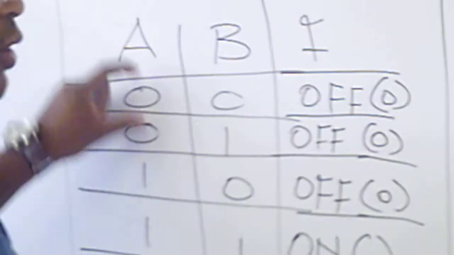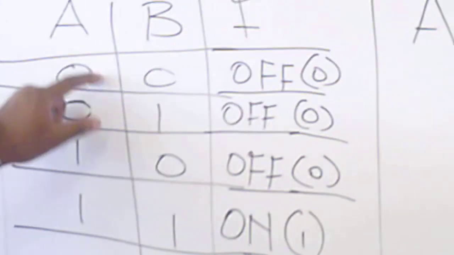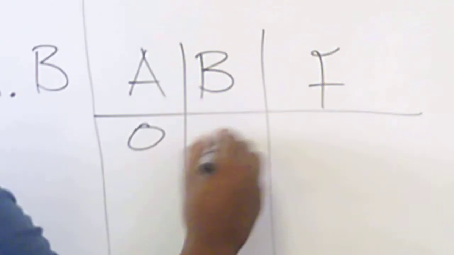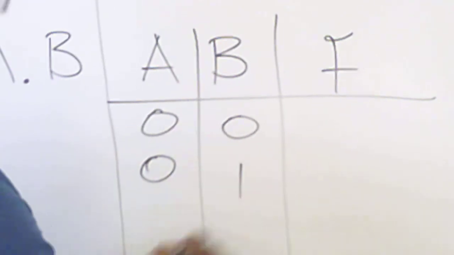I go again. Remember, this does not have to change because this is how you read. You start at 0, 1, 2, and 3. This is 0, this is 1, this is 2, and this will be 3.